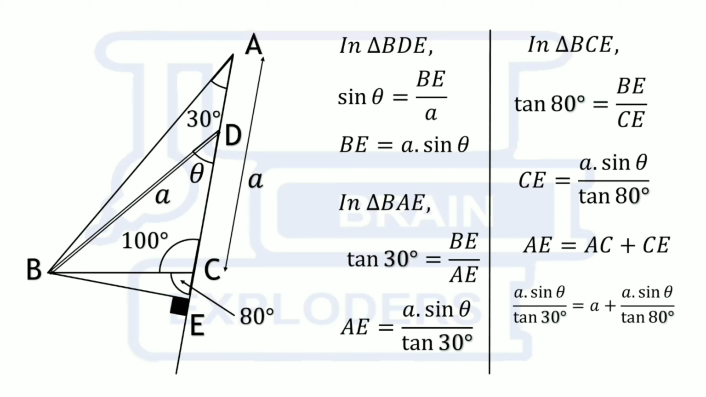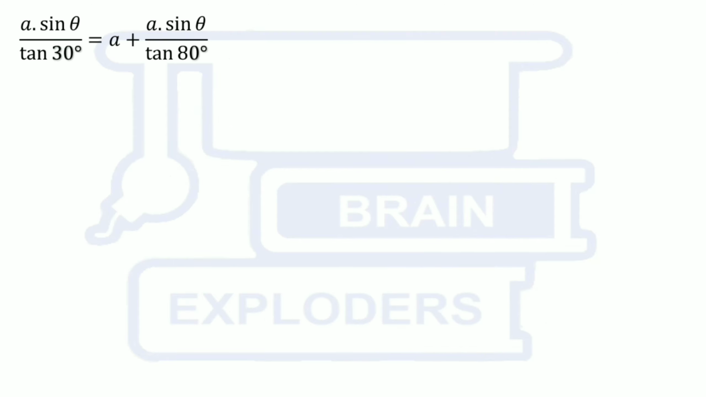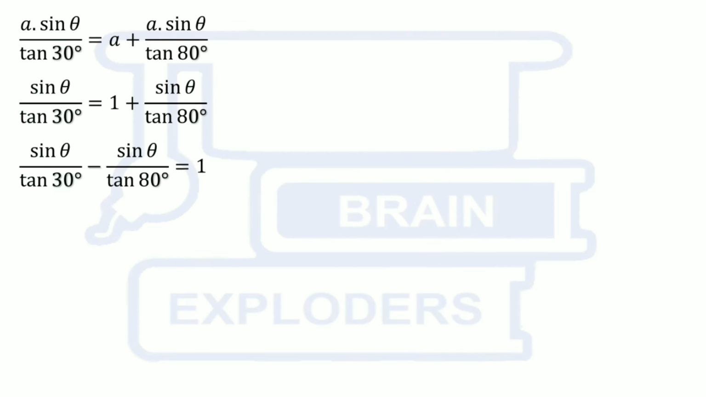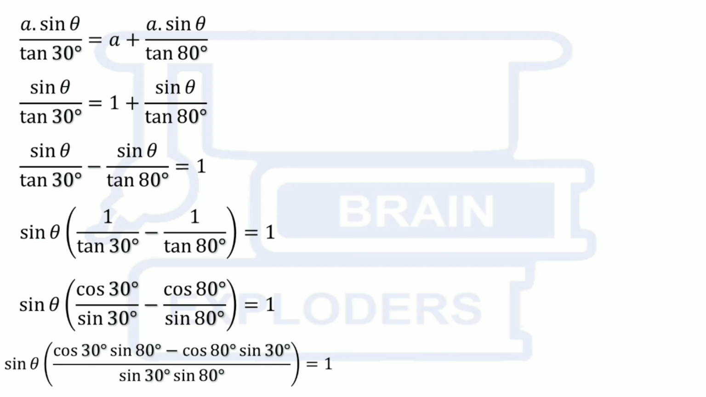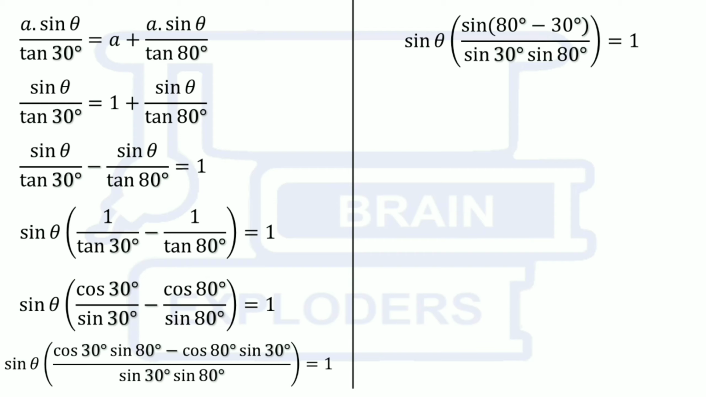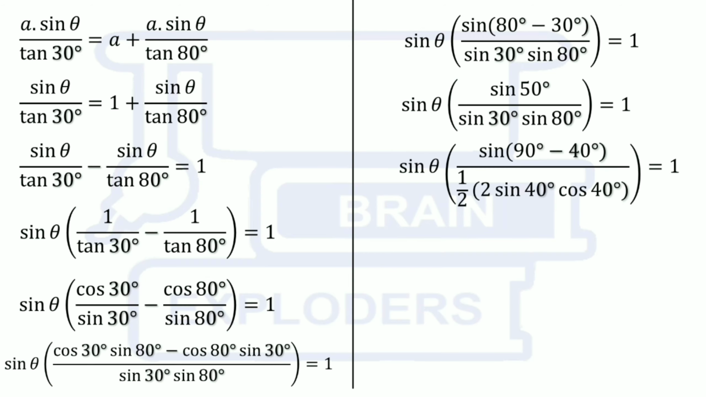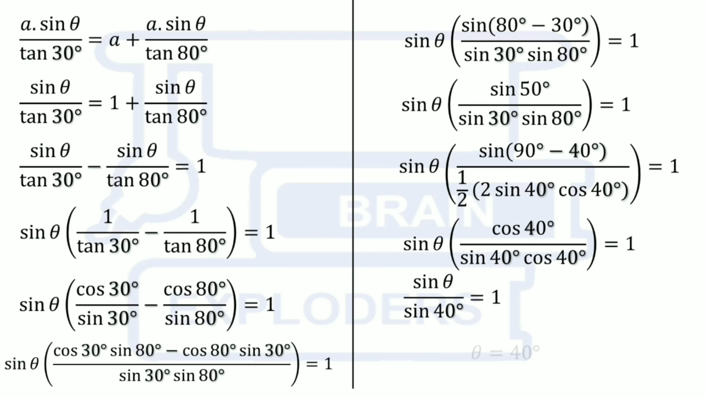Now A can be cancelled from both sides. We get sin theta over tan 30 minus sin theta over tan 80 equals 1. Write all of them in terms of sin and cos. Cos 30 sin 80 minus cos 80 sin 30 can be written as sin (80 minus 30). Apply the formula of sin 2 theta and write sin 80 equals 2 sin 40 cos 40. Finally, we have theta equals 40 degrees.